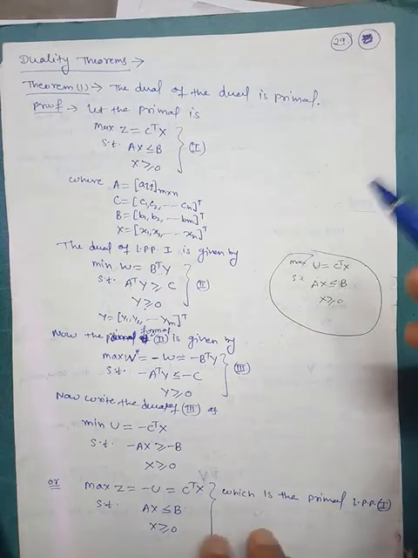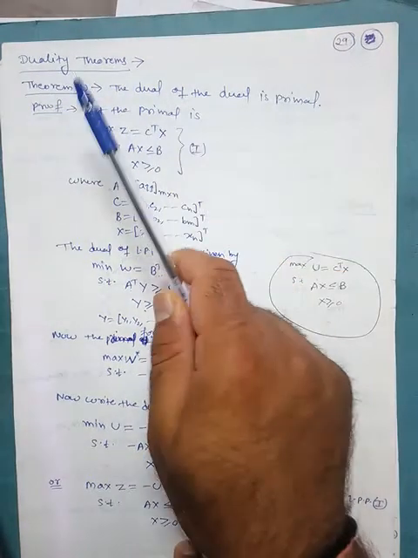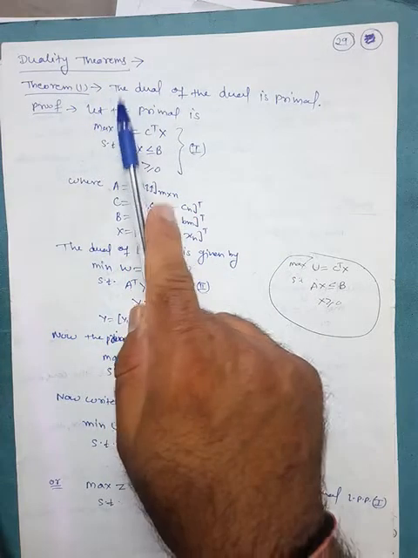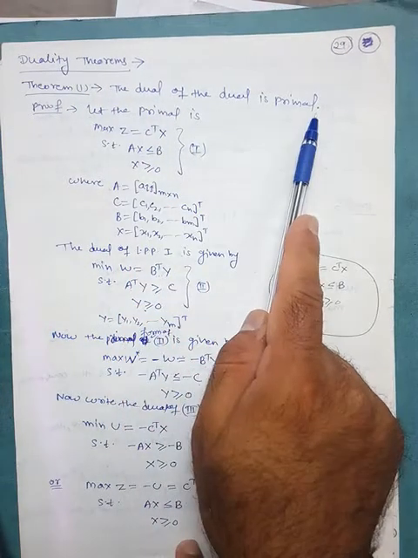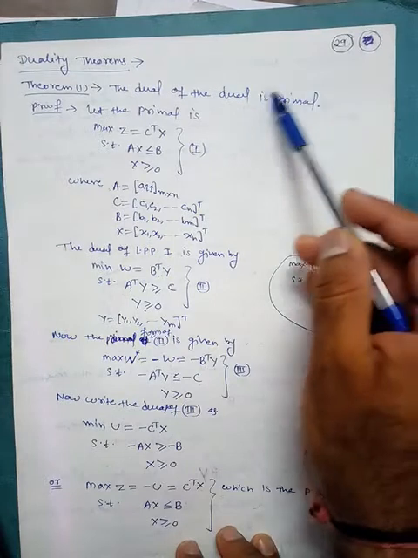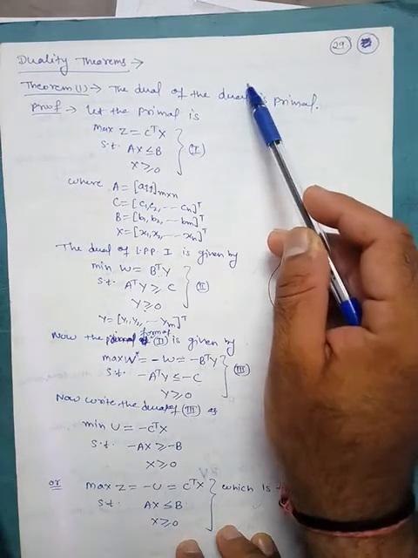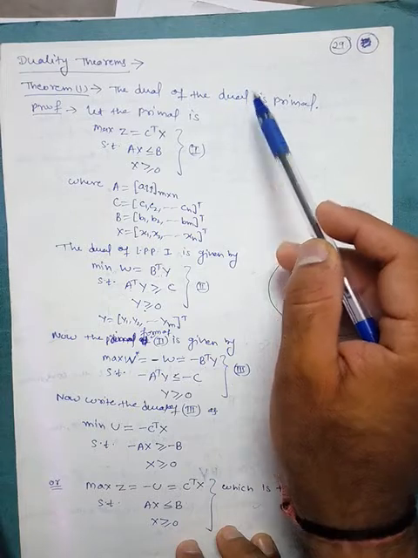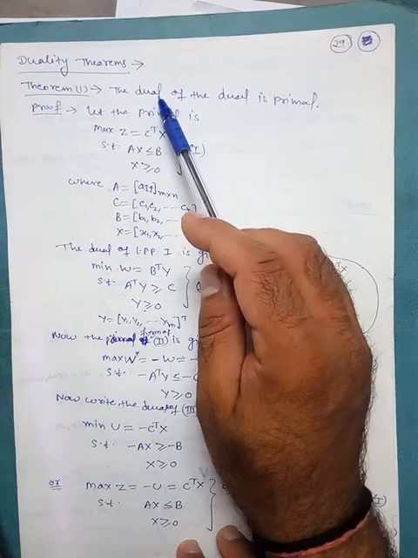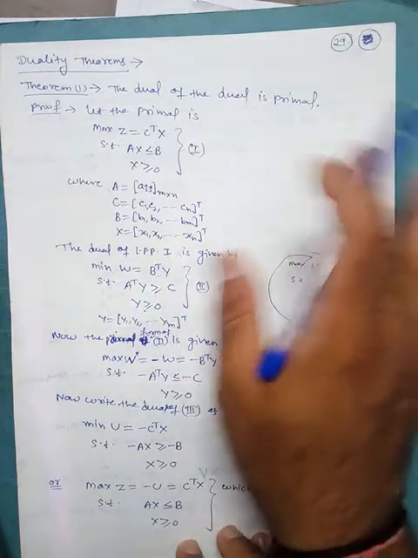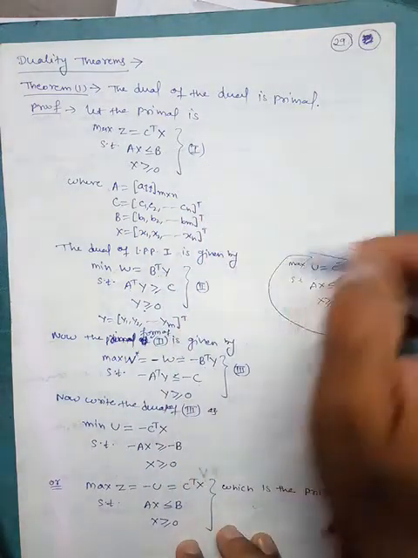Students, in this video, I am going to discuss theorems on duality. First theorem is the dual of the dual is primal. That means suppose we have a primal problem, then we will take its dual, and if you construct again its dual, then this will be nothing but the actual primal. Fine. So this is the theorem.